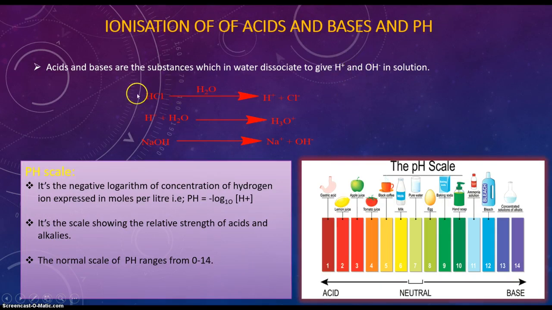So if I give you an example like hydrochloric acid, HCl in water, it would decompose into H plus and Cl minus. So this H plus, this is called proton, that is liberated from HCl, so HCl is acid, right?